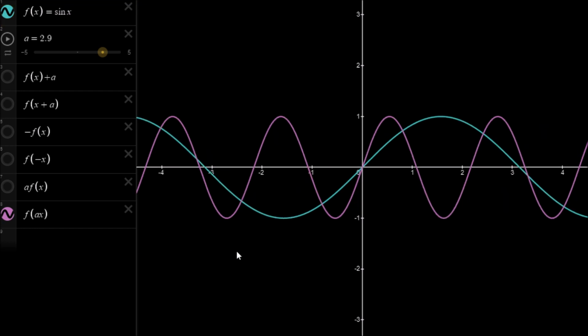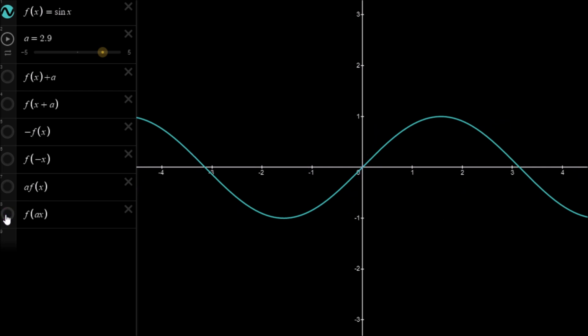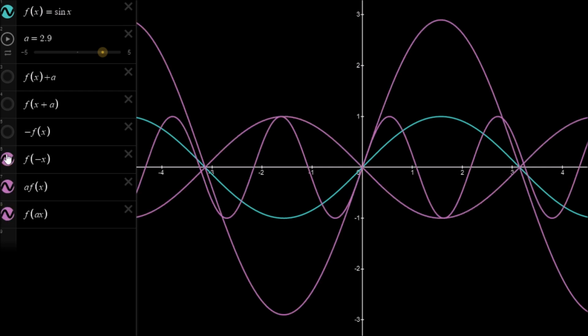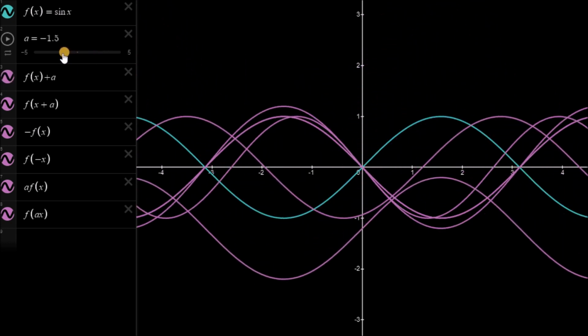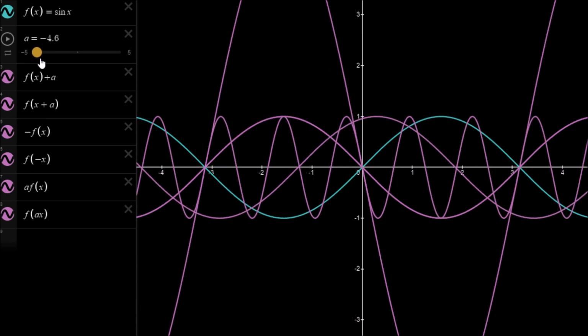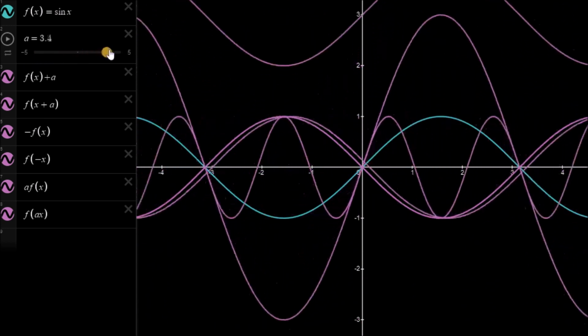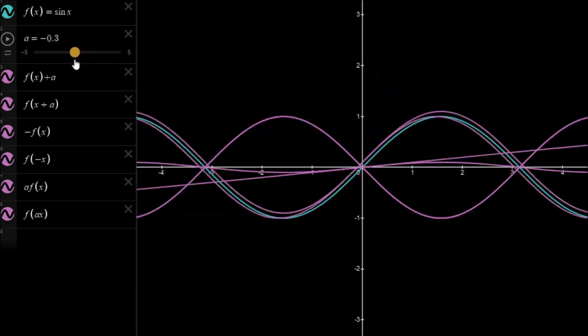So we've seen how to manipulate the function in every possible way that we are interested in, simply by using this value of a in order to change the shape and position of the function.